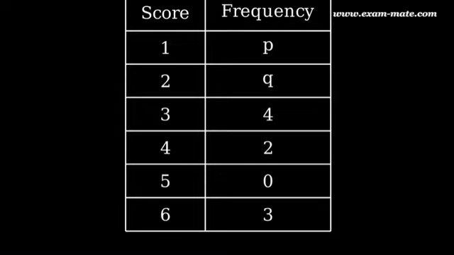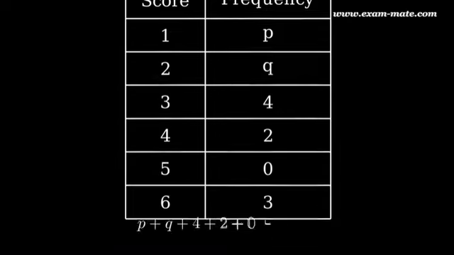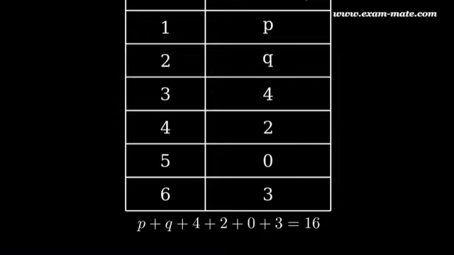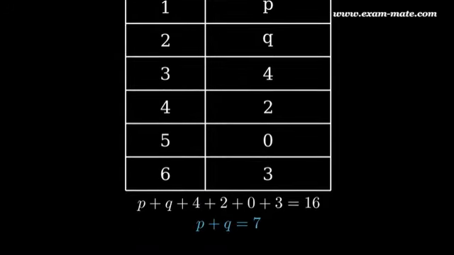First, we know that all frequencies must add up to the total number of rolls, which is 16. So p plus q plus 4 plus 2 plus 0 plus 3 equals 16. Simplifying, we get p plus q equals 7. This is our first equation.